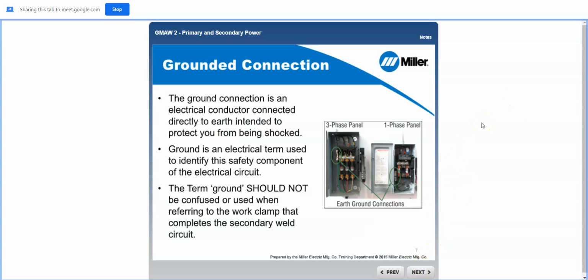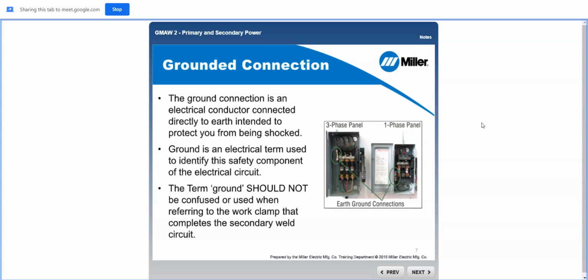Grounded connection. The ground connection is an electrical conductor connected directly to earth intended to protect you from being shocked. Ground is an electrical term used to identify this safety component of the electrical circuit. The term ground should not be confused or used when referring to the work clamp that completes the secondary weld circuit. We've talked about that a little bit before, how they're kind of used interchangeably, and even I will admit I do it. The work clamp and the ground wire are two completely different things.